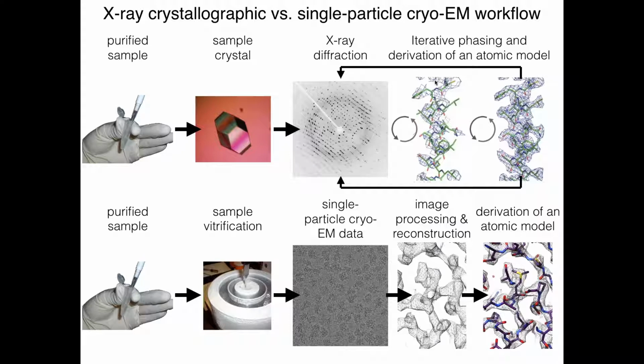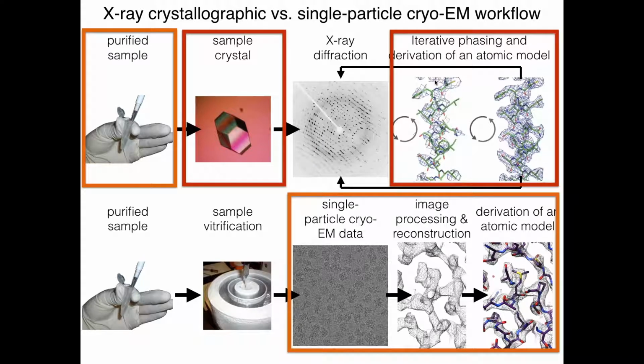And so because we're collecting real space images, we don't have to rederive the phases. This allows you to then directly build a reconstruction and then directly derive an atomic model from that reconstruction.